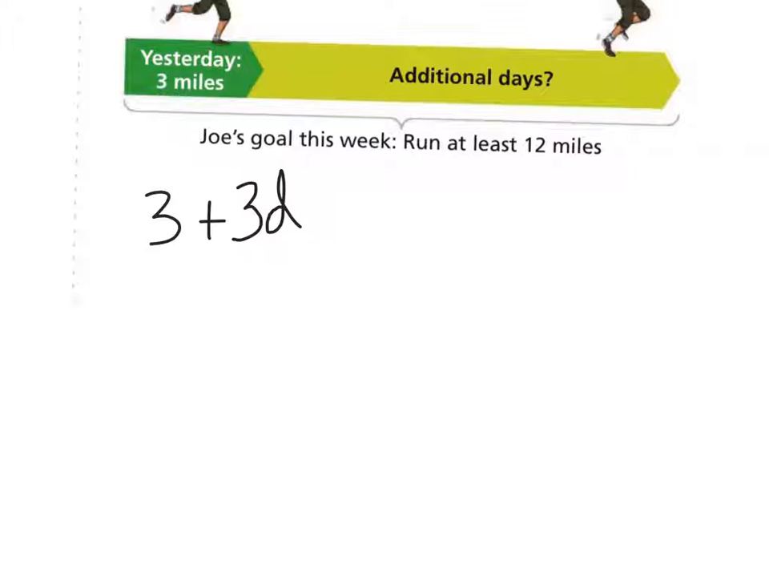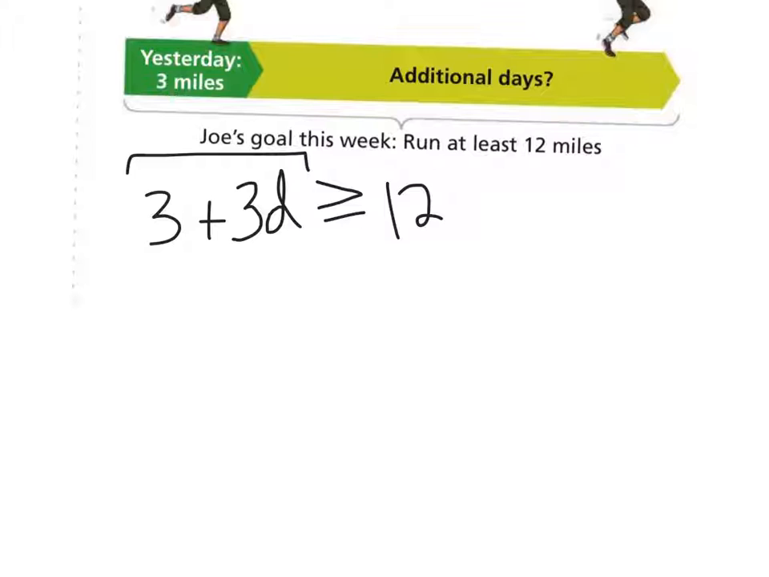So that would be greater than or equal to 12. Okay. So this is the amount he's running altogether. Has to be at least 12, so greater than or equal to 12 miles. There's another way we could look at this we'll talk about in just a minute.